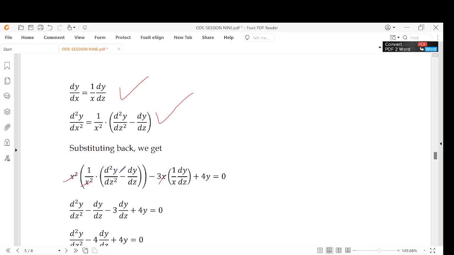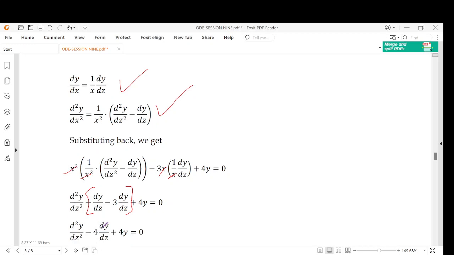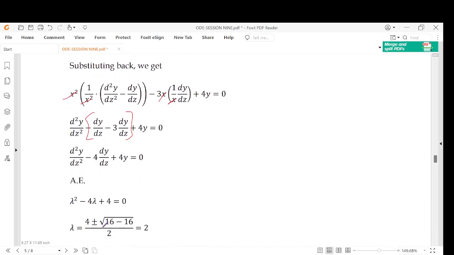The equation, the first term becomes d squared y by dz squared minus dy dz, as we have here. The next term, x cancels out here, and we have minus 3 dy dz. Then the last term is 4y. The middle terms here, these two terms, we can add them to get minus 4 dy dz, and then we get a second order differential equation with constant coefficients.